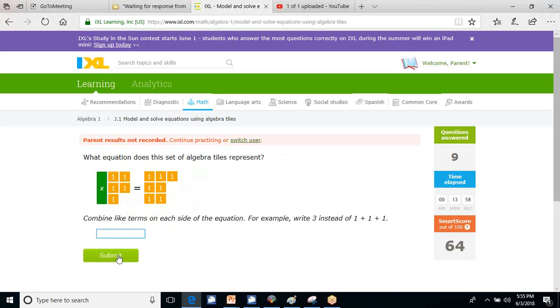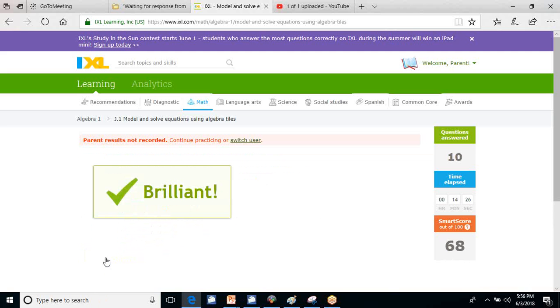What about this one? So you have x plus 5, and that's equal to what? 7. All right.